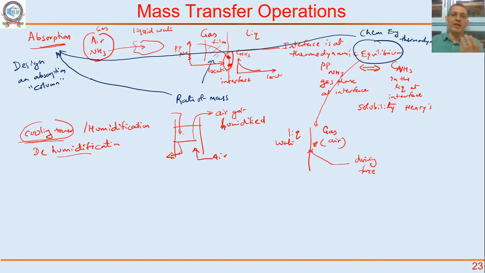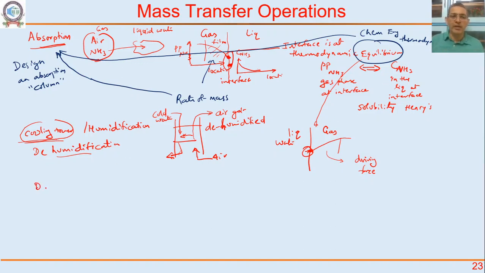Same way dehumidification, I contacted with cold water, water below the wet bulb temperature, and air got dehumidified. Now mass is being transferred from the air into the water. Partial pressure is more than the vapor pressure at the liquid temperature. This is your driving force. This equilibrium between the liquid temperature and the vapor pressure is given by thermodynamics, right?